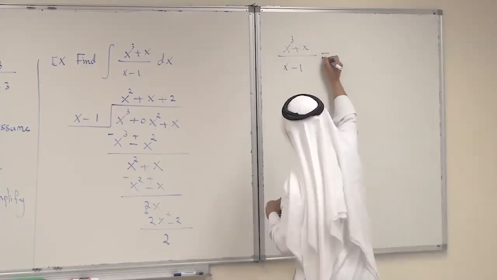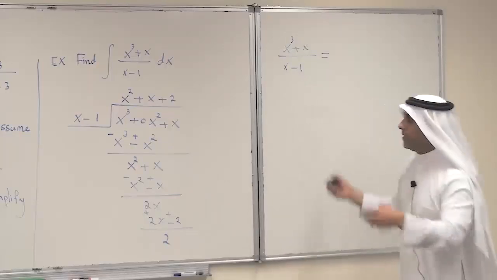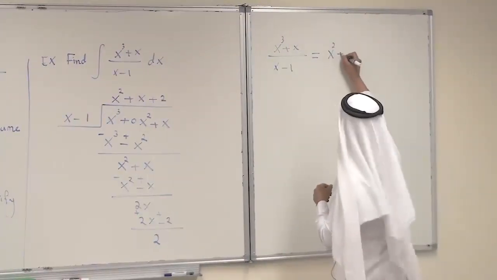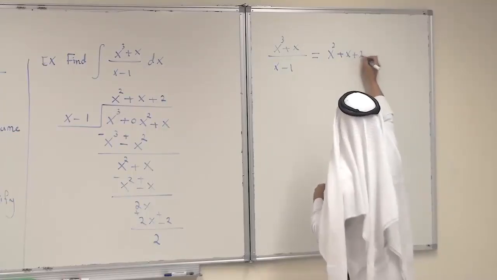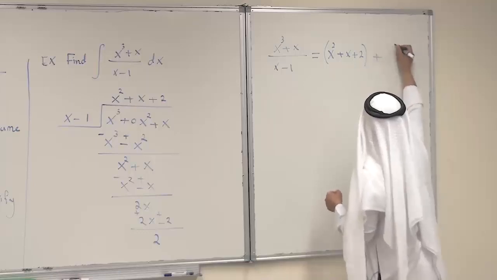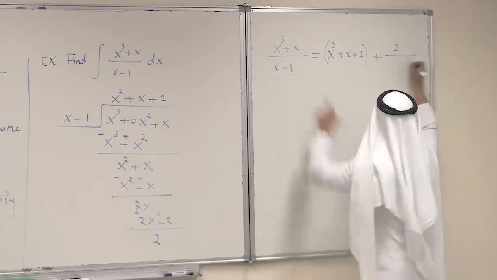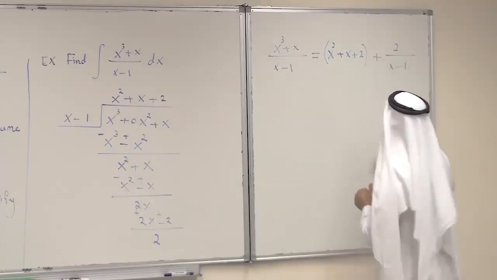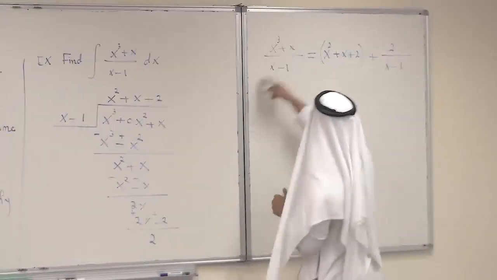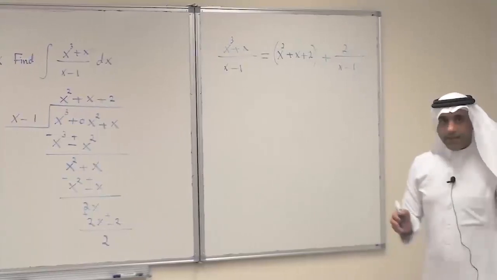Now after simplification, this is equal to what? This is equal to the quotient, which is x squared plus x plus 2. This is the quotient, okay? Plus the remainder, which is 2 divided by the divisor, which is x minus 1. Now, instead of integrating this, I will integrate the right-hand side, which is easier.